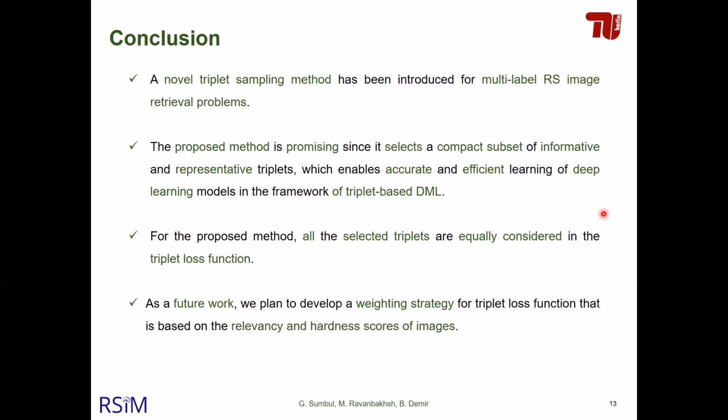In this work, we introduce a novel triplet sampling method for multi-label remote sensing image retrieval problems. We can say that our method is promising because it selects a compact subset of informative and representative triplets that leads to accurate and efficient learning of deep models in the context of triplet-based deep metric learning for multi-label remote sensing image retrieval. It is worth noting that for our method, all the selected triplets are equally considered in the triplet loss calculation. As future work, we plan to develop a weighting strategy to take into account the relevancy and hardness scores of images during loss calculation.